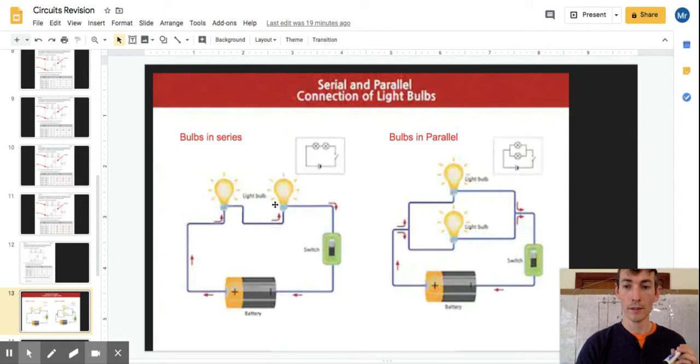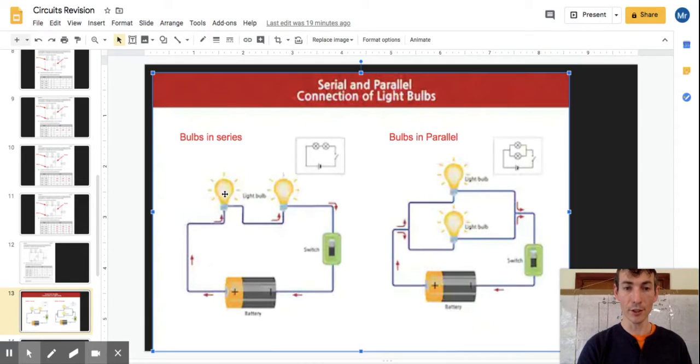Now, disadvantage of a series circuit. If this bulb blows here, okay, if that bulb blows, that bulb is not going to light anymore. The advantage of having bulbs in parallel is if this bulb blows, the other bulb will still light. There's still a way for the current to flow through that bulb.